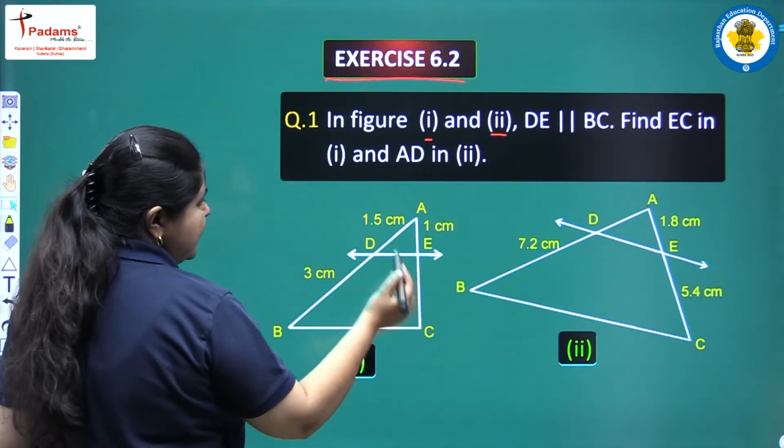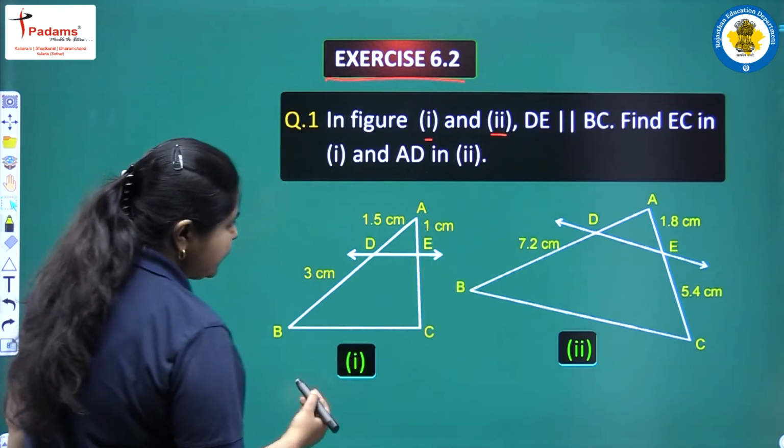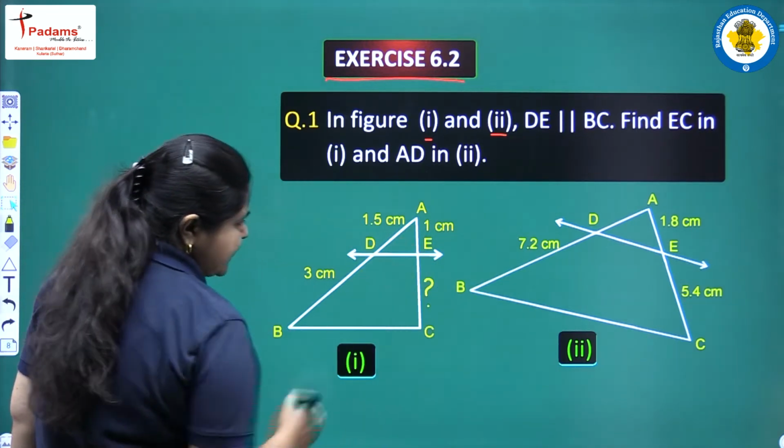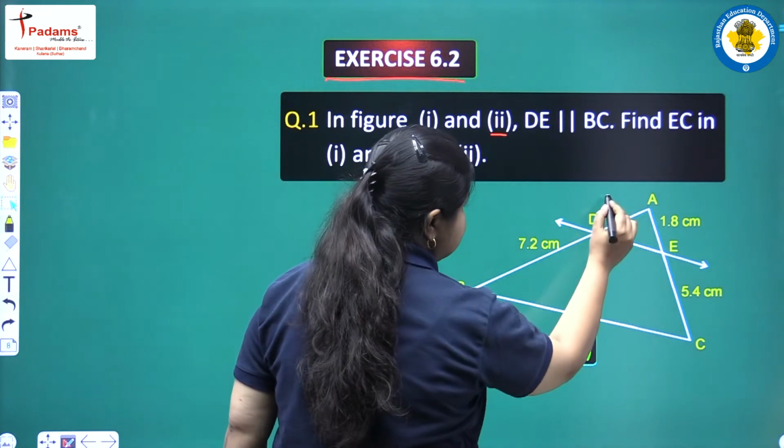Find EC in first figure and AD in the second. Here we have to find this EC. This is unknown and in the second case we have to find AD.